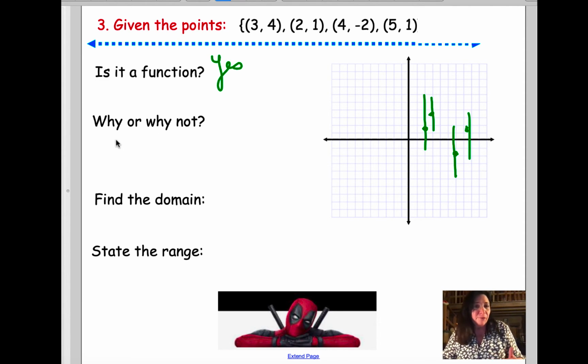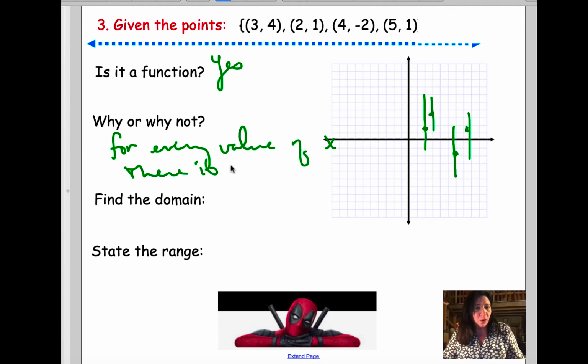And the reason, you would write: for every value of x, there is one and only one value of y, and that's really the definition of a function. There is one and only one value of y.